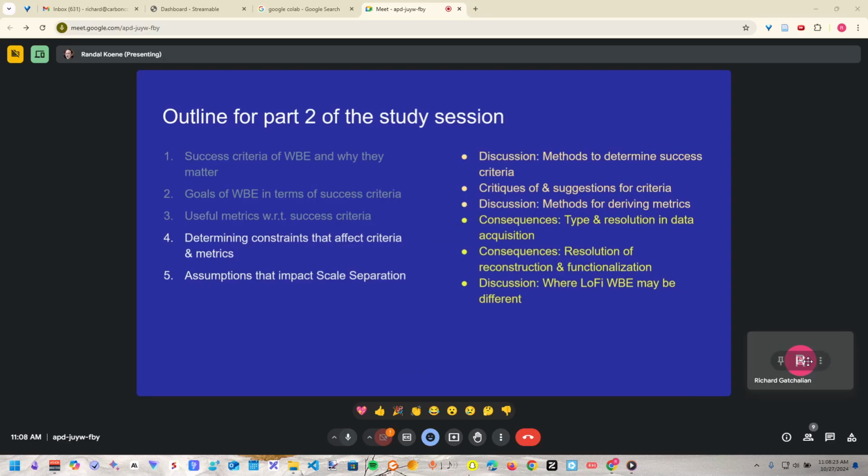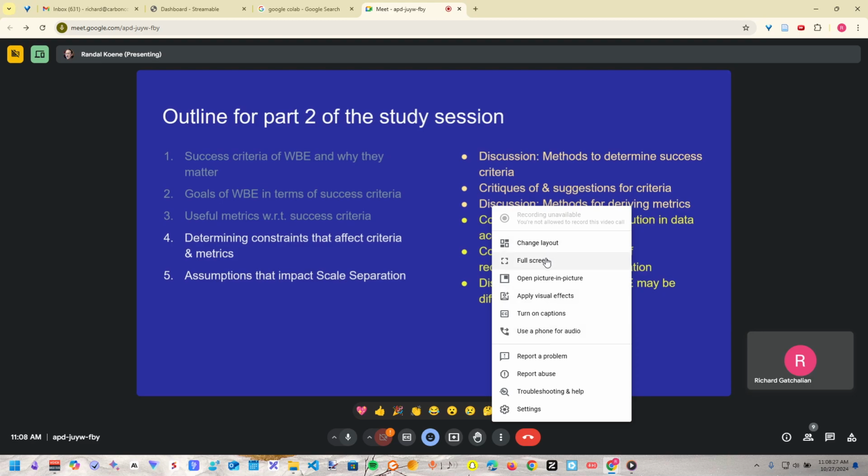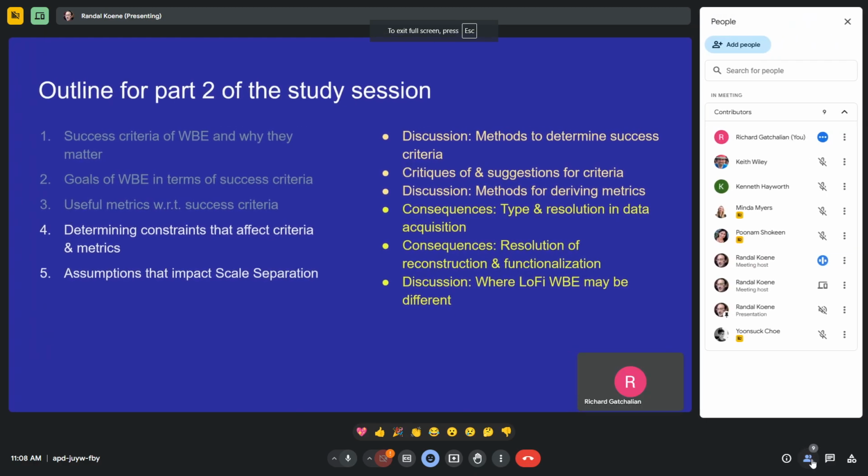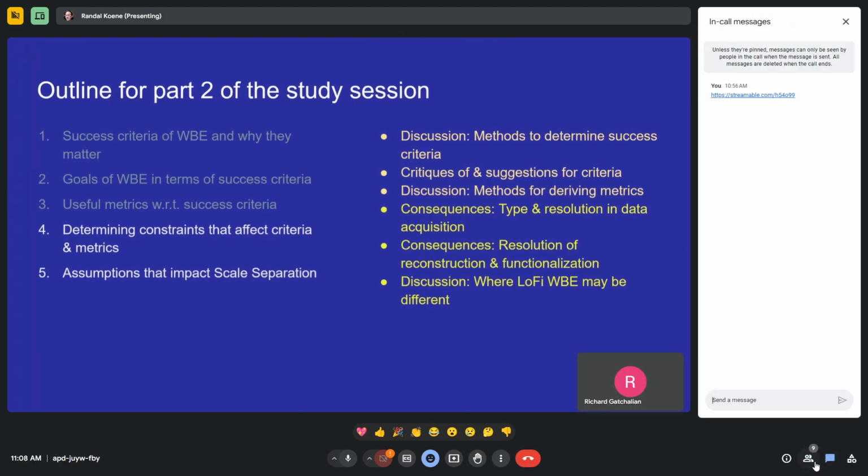What we covered last time and the parts about constraints and scale separation that are up ahead, it's clear to me that this is going to be the shorter bit of presentation. So this session is going to be lighter on that and hopefully contain more room for discussion and future plans.